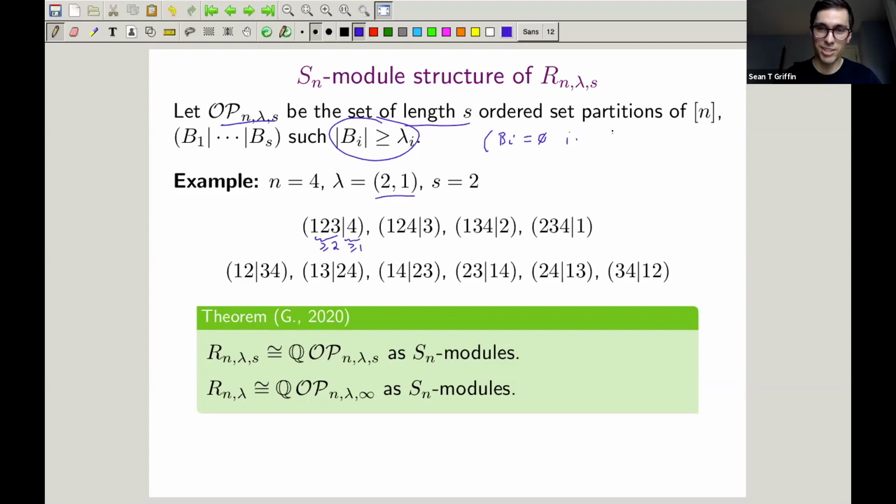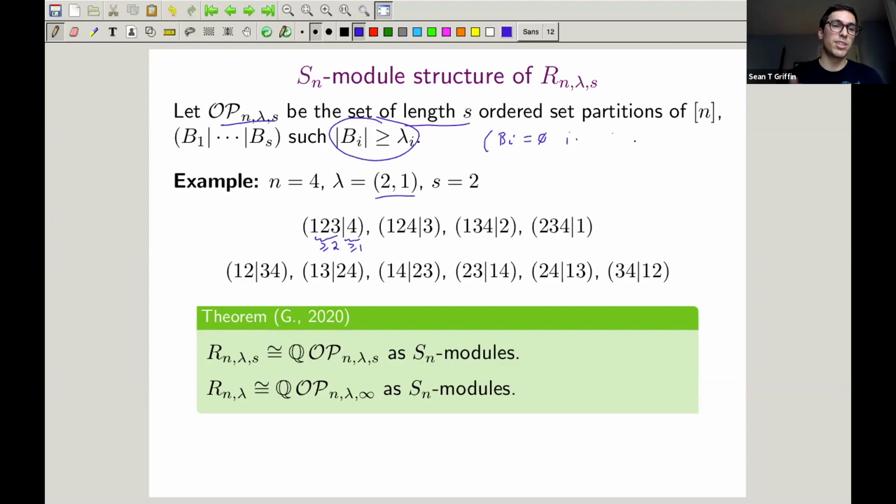So what I'm trying to write is that b_i equals empty is allowed when i is greater than the length of lambda. Sorry, for some reason I'm not able to write right now. Okay, and R_{n,lambda,s} is isomorphic to the formal linear span of these objects.